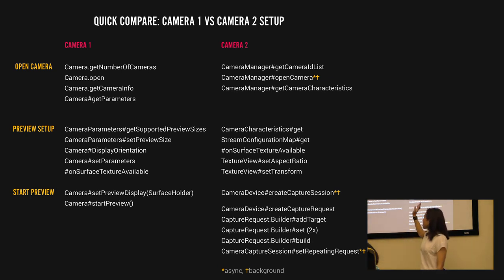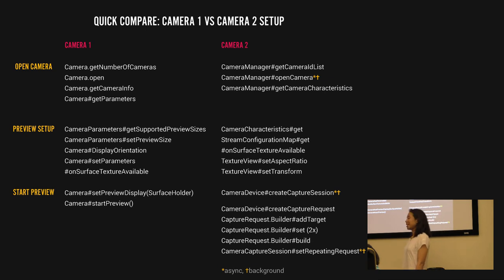Now, on the left here, I have different operations you might do with a camera, and in the first column, I have the Camera 1 calls that you generally would make to do these things. And on the right are the Camera 2 API calls you would make for the same tasks. So they're pretty comparable. Opening the camera is not too bad. Starting a setup mostly involves taking care of that surface view in your hierarchy that's actually rendering the preview. Now, actually starting the preview.